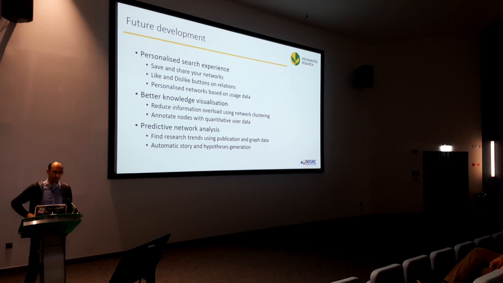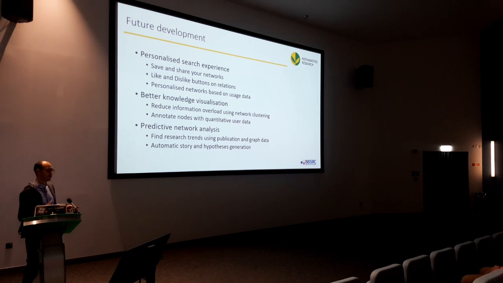In terms of future developments we are planning with Netminer, there are really three main areas. One is we'd like to make the search experience more personalized. The second area is better knowledge visualization, and the third area is working on more predictive network analysis. For personalized search, what I mean is we'd like to add features where we can save and share your networks. You can like and dislike relationships between entities. This information is captured, and networks can be more personalized. So next time you search for something, it uses user data.